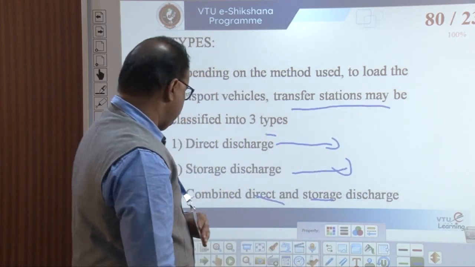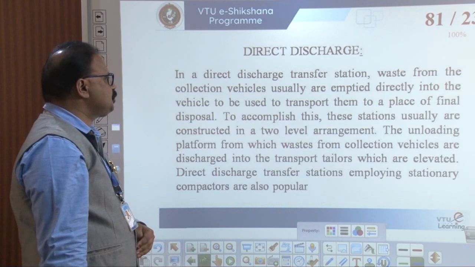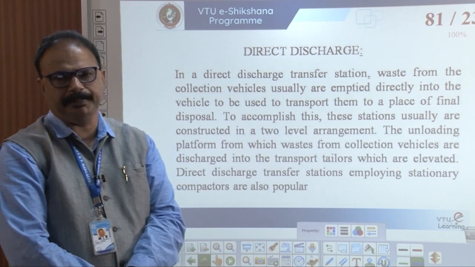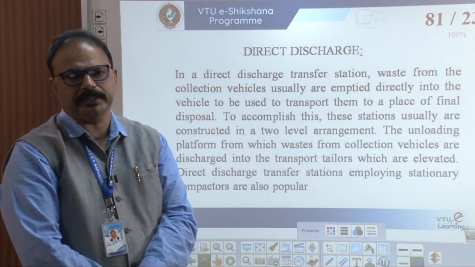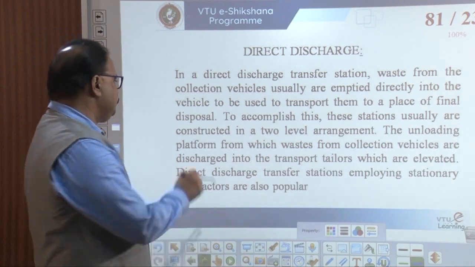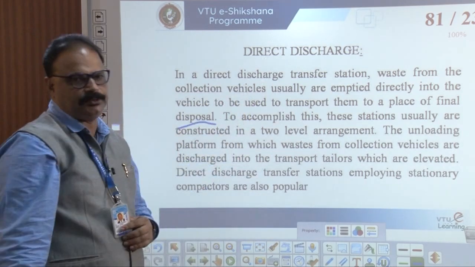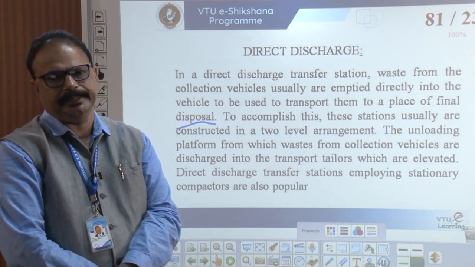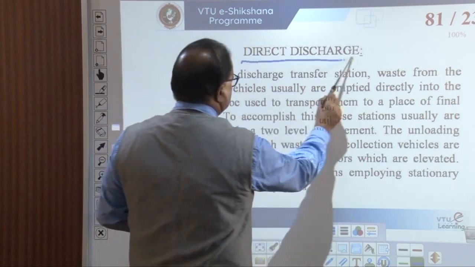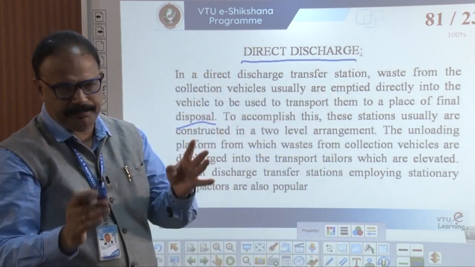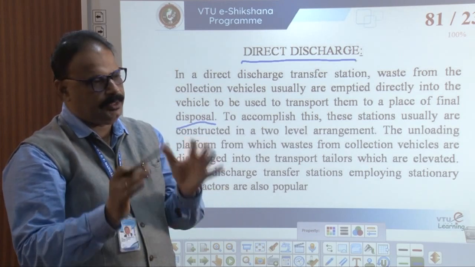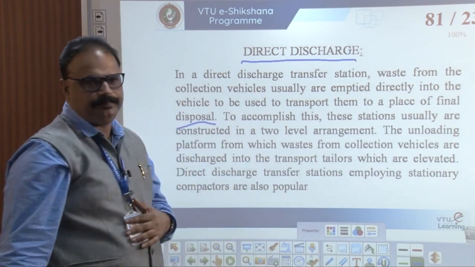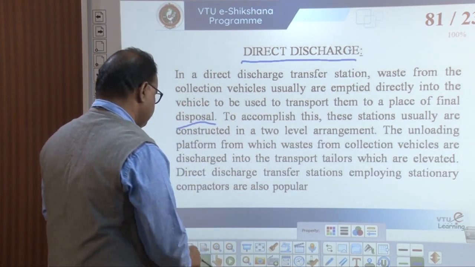One, direct discharge: waste from the collection vehicle is emptied directly into the vehicle used to transport it to the final disposal, where the landfill is. Vehicle will come to the place, take the waste from the residential area, and directly go to the dump yard. One process of transportation.